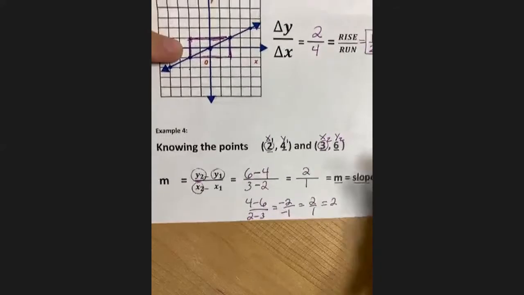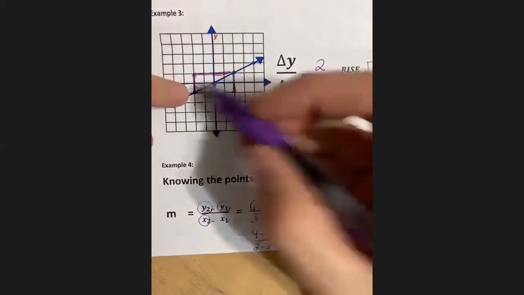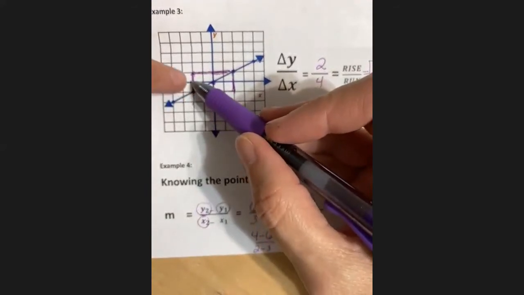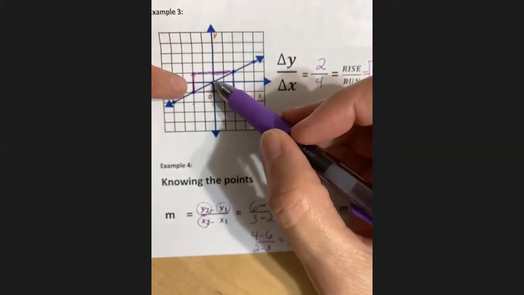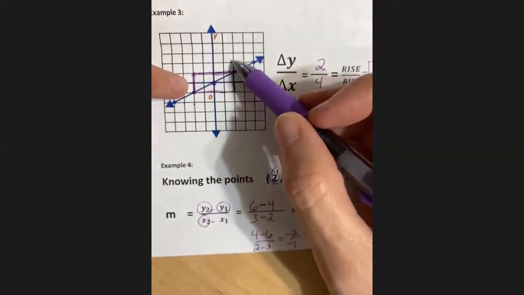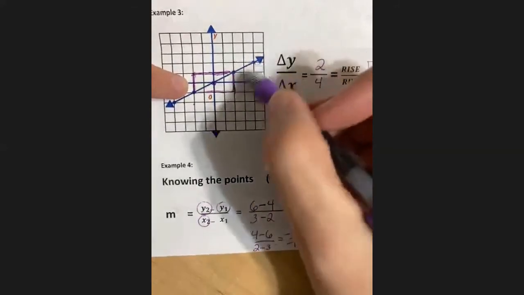I'll do one more example up here just so you can kind of see the difference between the graph. And again, on the graph, it's easy because you just count rise. How many places do I rise? What do I run? So rise 1, run 2. Rise 1, run 2. Rise 1, run 2. And it runs at the same constant rate of change no matter where I'm at.